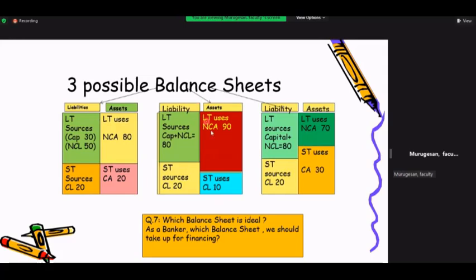This is bad. It is already a bad account, an NPA, because long-term uses are more than long-term sources. 80 rupees has come from long-term sources, but they have already invested 90 rupees in long-term assets. That means the 10 rupees difference has come from short-term sources. So the short-term surplus has been used for long-term assets. Short-term funds have been used for long-term assets, which is called diversion, mismanagement of funds. The current ratio will be less than 1, and NWC will be negative.